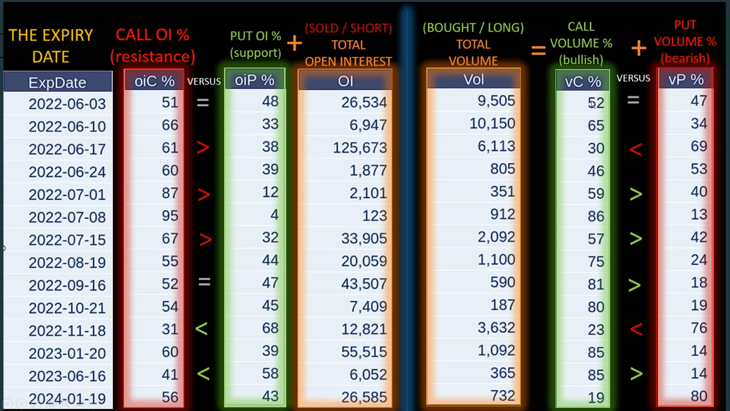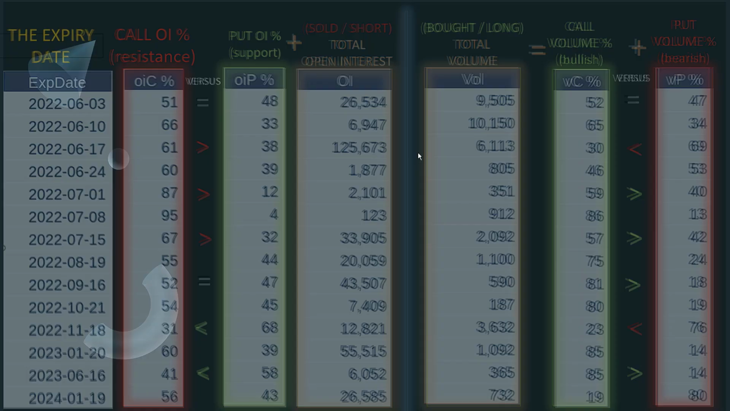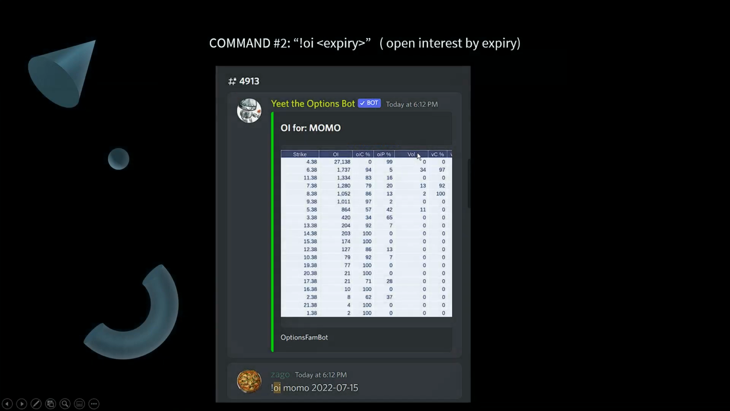And then, if you see a lot of volume, then just glance and check, okay, is it higher? But you never compare the OIP, OIC to the VC, VP. You're always comparing OIC, OIP against each other, VC, VP against each other, and then OI and volume against each other total.